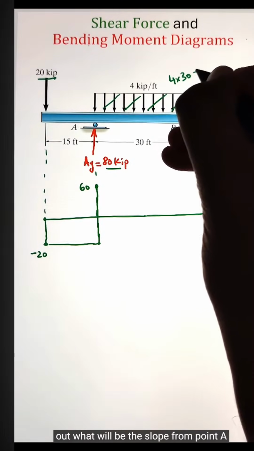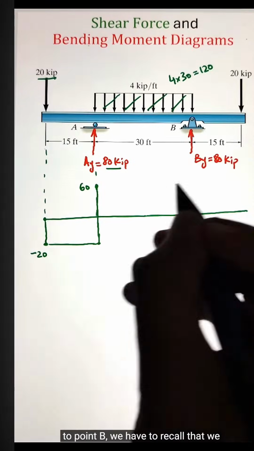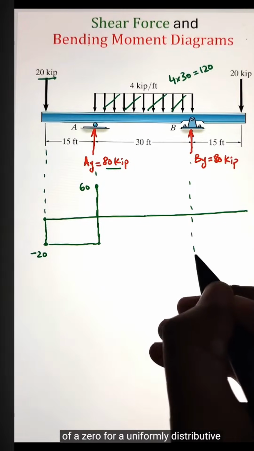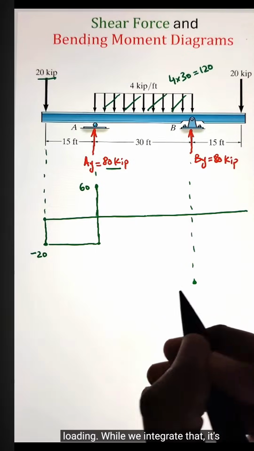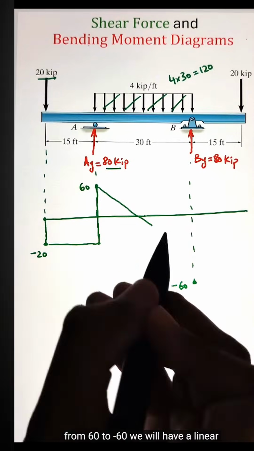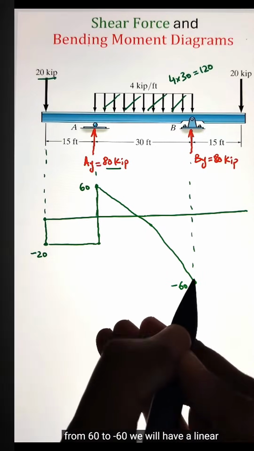Now, to figure out what will be the slope from point A to point B, we have to recall that we integrate the area. So we have a slope of 0 for a uniformly distributed loading. While we integrate that, it's converted into a linear relation. So from 60 to negative 60, we will have a linear profile.